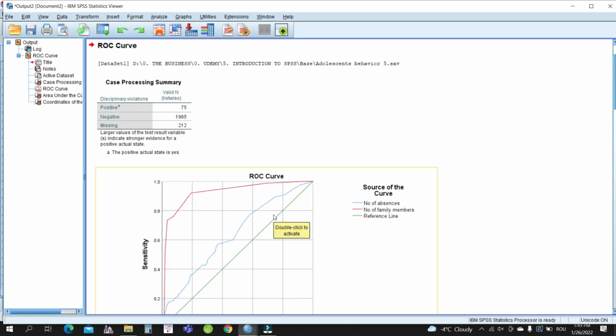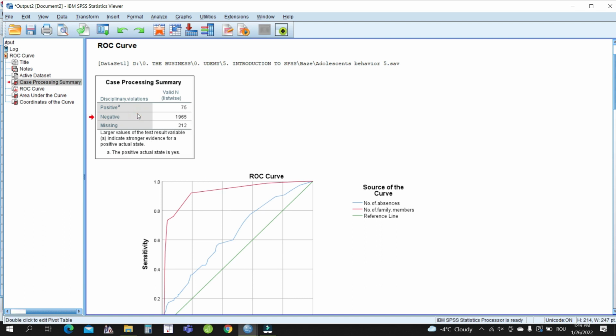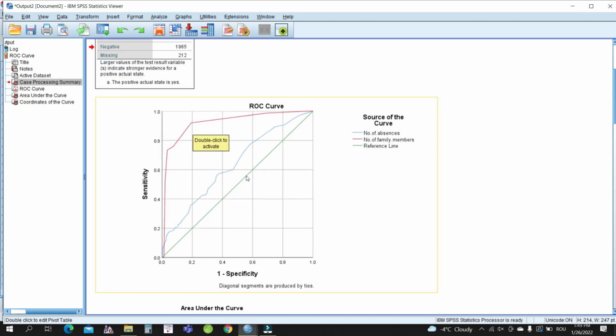And let's see the results. In the first table, we have a summary of all positive and negative results and also our missing data. Now, let's take a look at the graph.